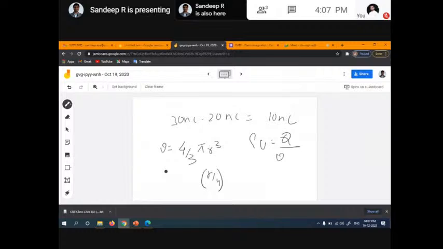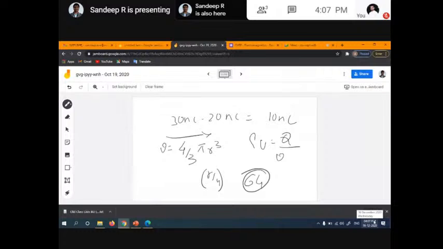But volume is proportional to the cube of R. So 4 fours are 16, 16 fours are 64. So the volume would decrease by 64 times. That means in that much smaller space you are trying to accumulate the same amount of charge. So volume charge density would definitely increase, and it increases by 64 times. So the answer for this is it will increase by 64 times.